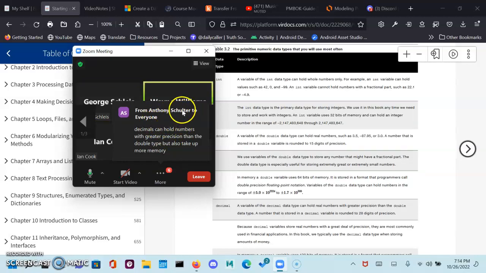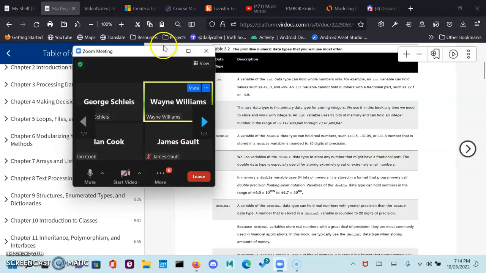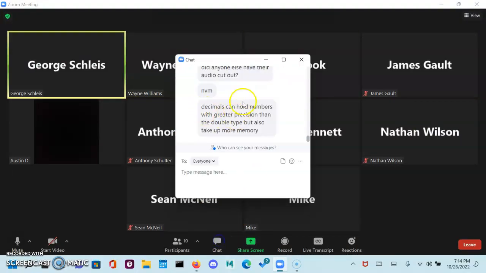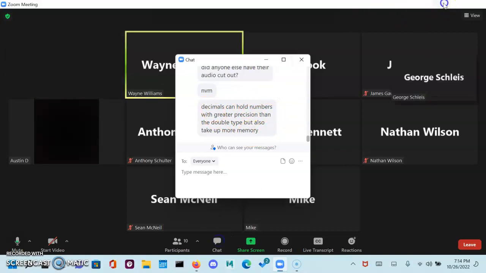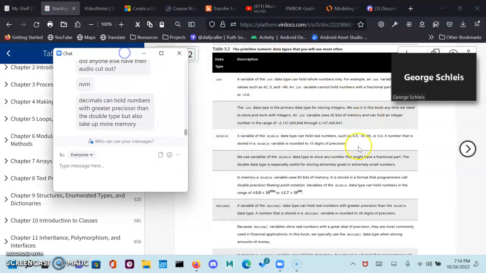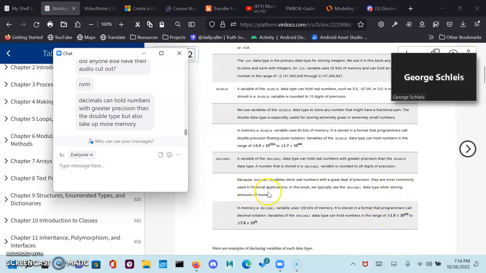Anthony just messaged in chat. He said decimals can hold numbers with greater precision than double, but also take up more memory. 28 digits of precision, yep. Mixed data types always go to the highest level of accuracy, right? It uses the most memory out of the other data types.